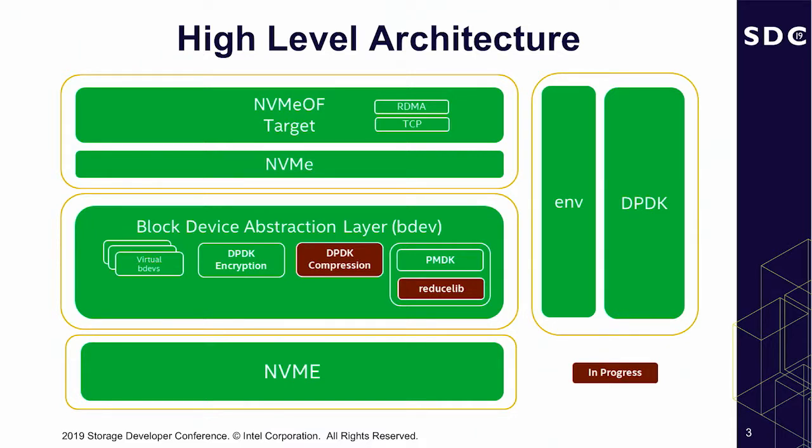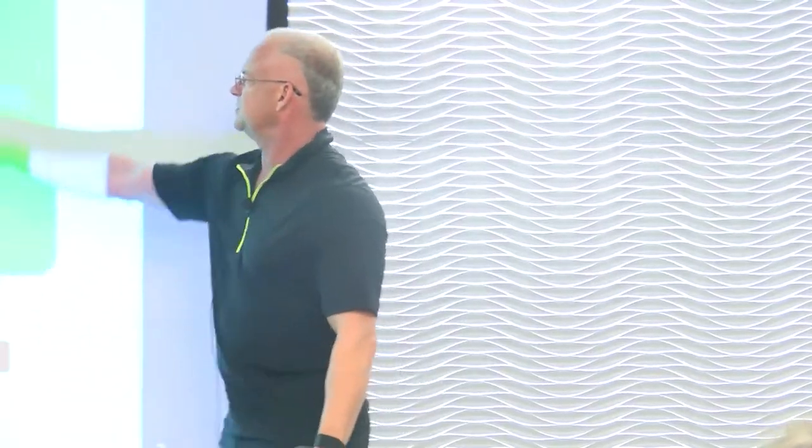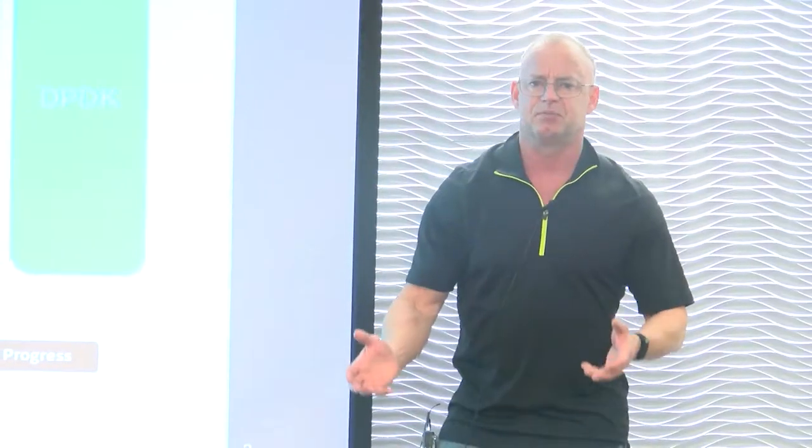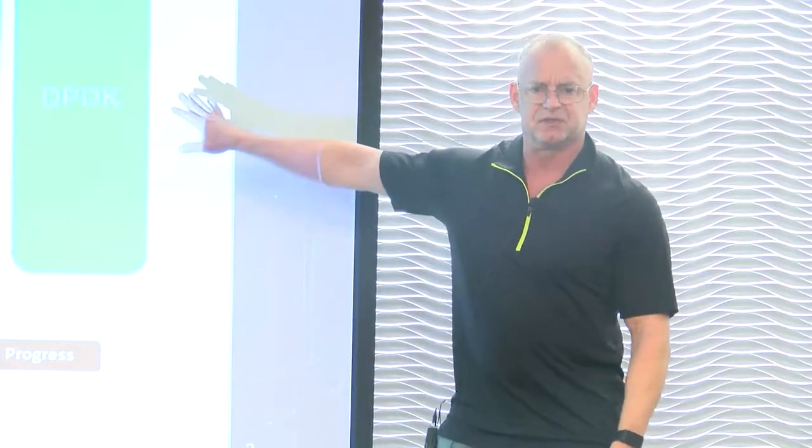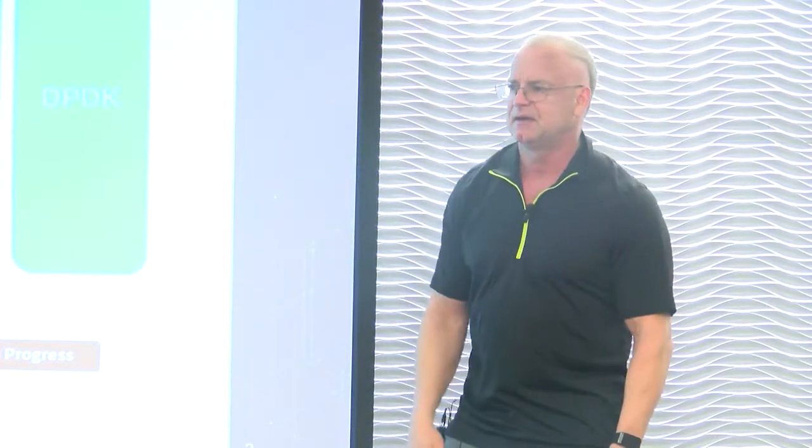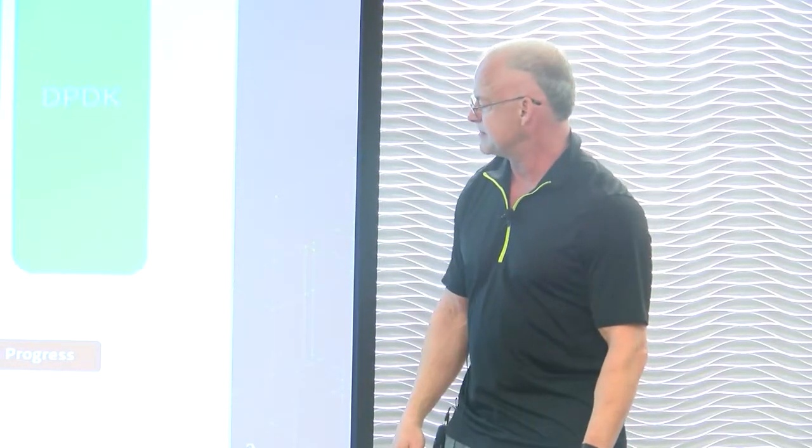So what I'm showing here is we've got all sorts of different virtual block devices: the DPDK encryption virtual block device, the compression block device, and then reduce lib, which is new with compression, which you'll see in a minute uses persistent memory, and we do so through the persistent memory development kit, the PMDK. Then down at the bottom, NVM Express, we've got an environment abstraction layer in SPDK so that we can plug into any kind of environment like DPDK that supports the services that we use from DPDK: memory management, PCI management, all that kind of good stuff. Okay, next slide.